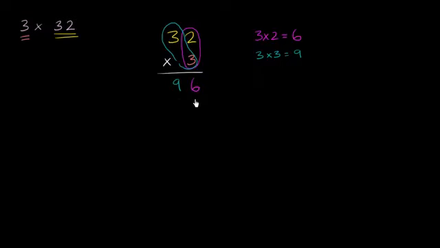And I really encourage you to think about why this worked. I'll give you a little bit of a hint about why this worked. Remember, 3 times 32 is the same thing as 3 times 30 plus 3 times 2. And if you look at it that way, that's essentially what this process did. We did 3 times 2 is 6, 3 times 30 is 90. You add them together, you get 90 plus 6 is 96.